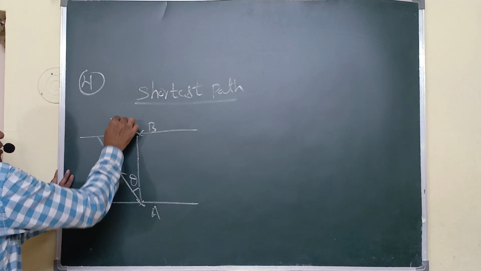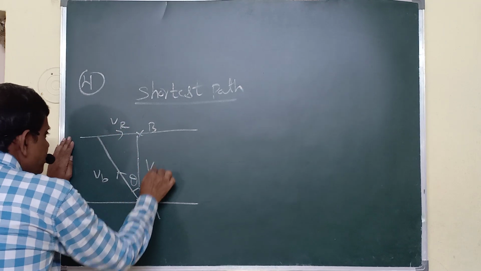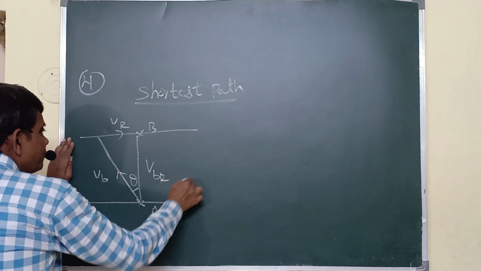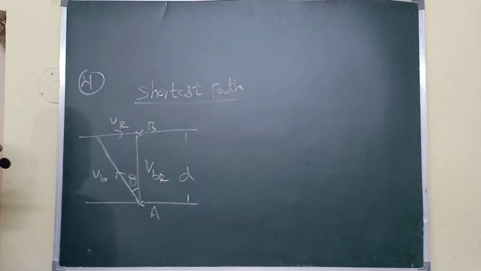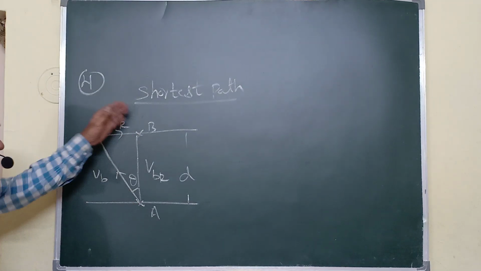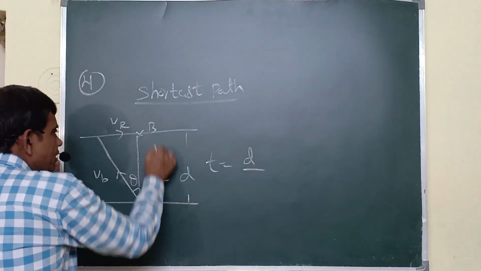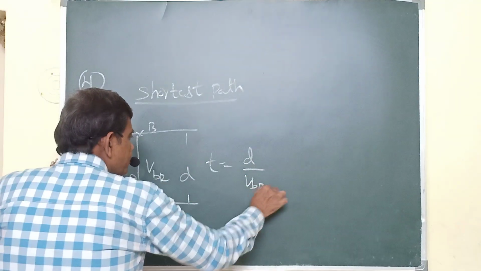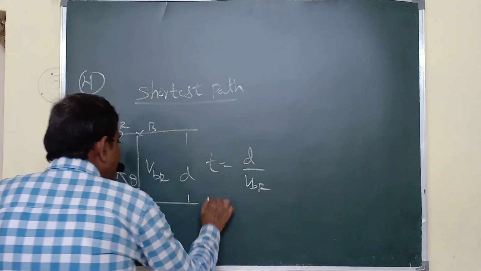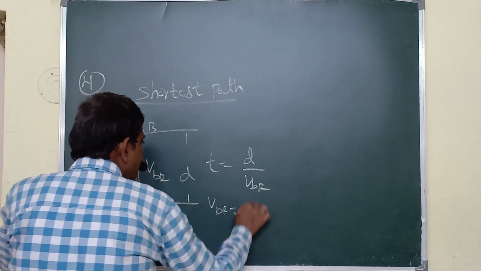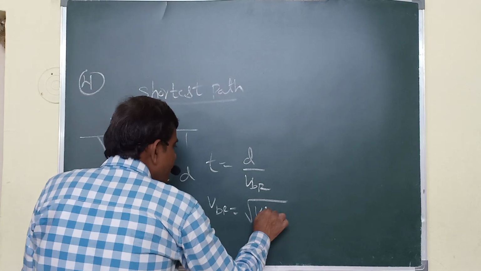And what is this velocity of the river? And what is this velocity of the boat with respect to the river? And what about this distance d? So how much time is taken by the boat to reach from A to B? Time equals distance by speed, d by relative velocity, VBR. But what is the VBR according to the right angle triangle? VBR equals the square root of VB square minus VR square.